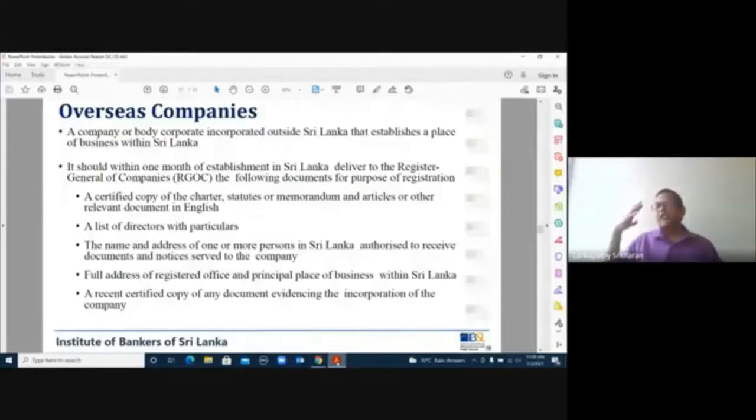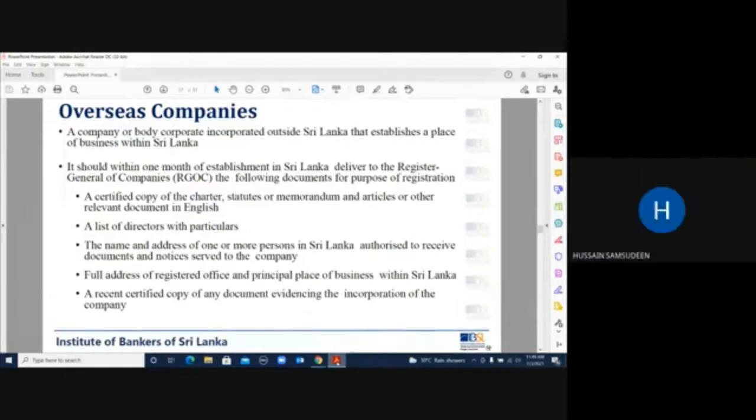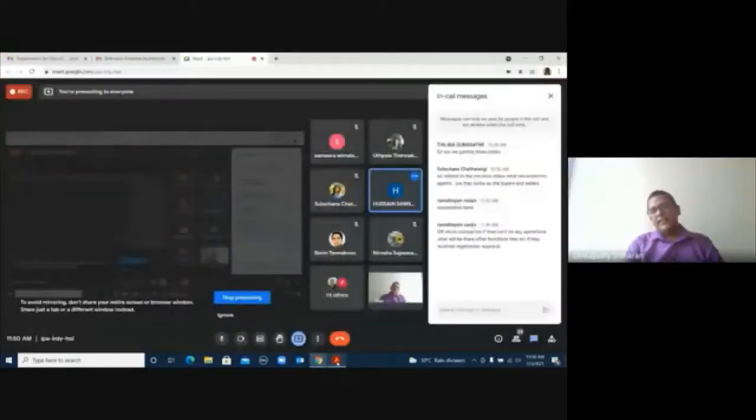For example, Citibank or Deutsche Bank or HSBC Bank need not incorporate another company here as a subsidiary or in any form. They can open as a branch of the foreign counterpart and run the business. In most cases, under the Overseas Companies provisions, they have to give some sort of registration to the Registrar General of Companies. But there is no subsidiary requirement from the Sri Lankan regulatory authority. Okay, thank you, sir.